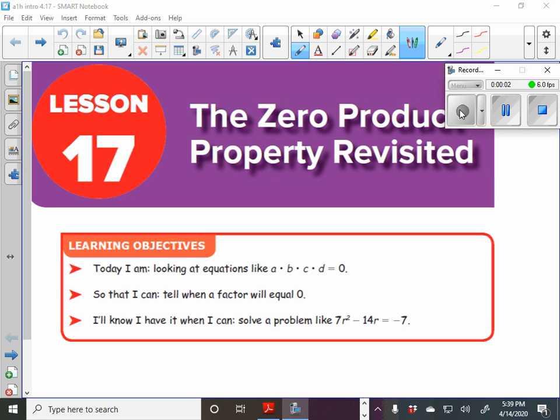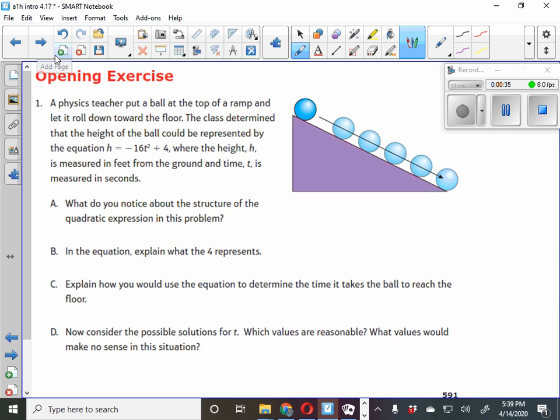All right, we are going to start solving quadratic equations by revisiting the zero product property, and we are going to look at solving by taking a square root. So there's actually two things we're doing today. The zero product property is a little bit of a review, and we start out with an application problem, and this is a good problem to look at.